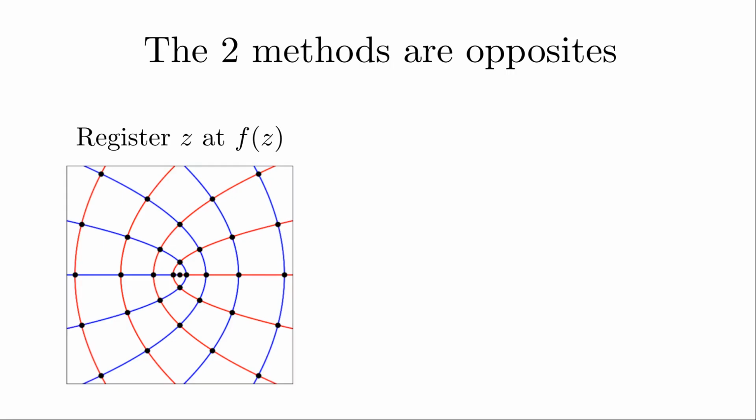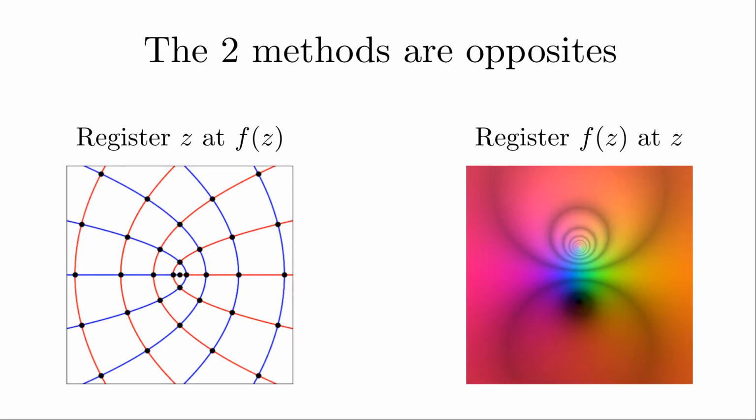Let us take a step back and think about what we're doing for a bit. I've shown you two different ways that we can make a graph of a complex function, and in a sense they are opposite to each other. When we mapped grids, we were registering z at f of z. That is, the information is which values are carried to a given point by a function f. The domain coloring, on the other hand, registers f of z at z. The information is the value that f takes at a given point.